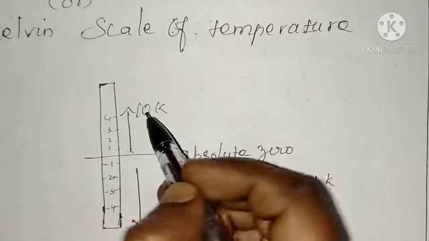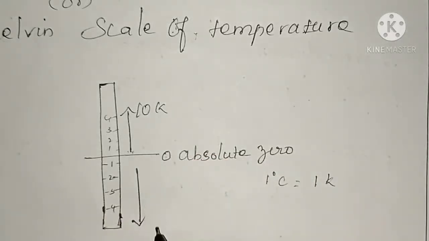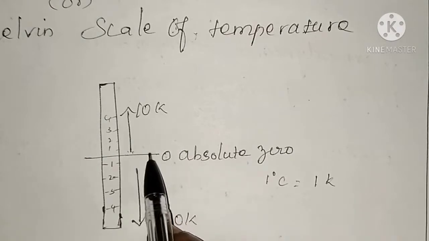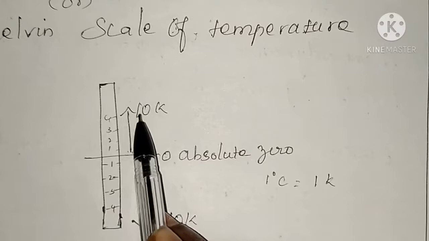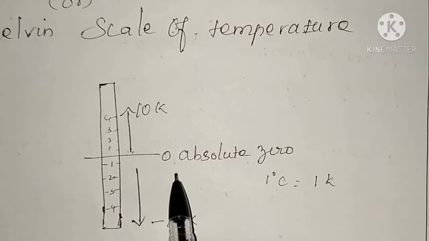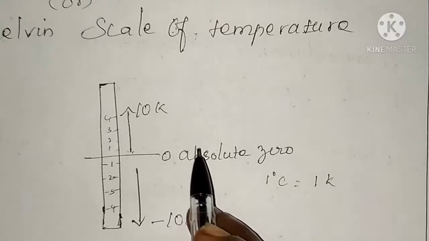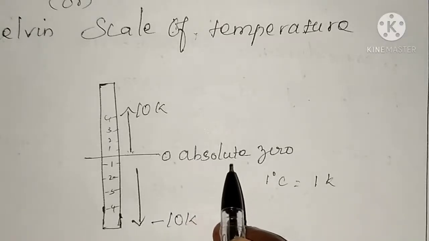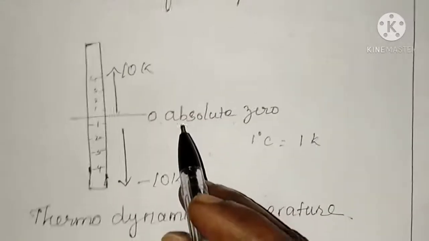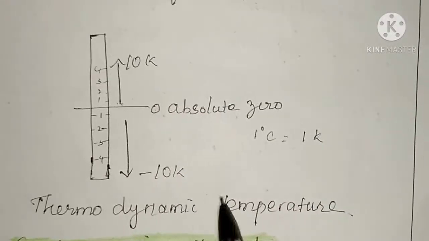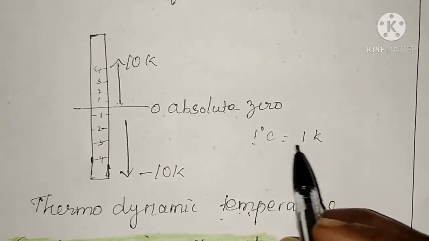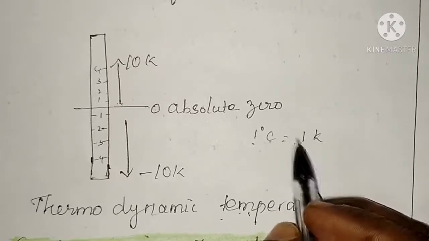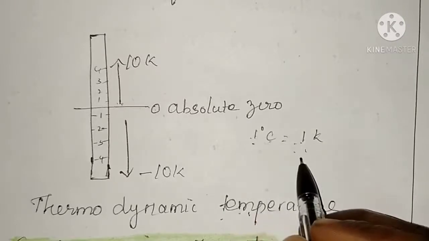So okay, this one is plus 10 Kelvin, and similarly if you measure in the other direction, we can get minus 10 Kelvin. Based on this 0, we can mention plus 10 Kelvin and minus 10 Kelvin. This absolute scale of temperature is also known as the thermodynamic temperature. See here, 1 degree Celsius is equal to 1 Kelvin.